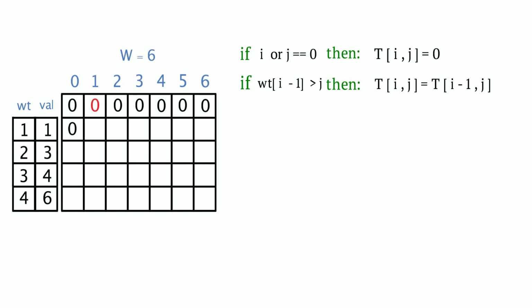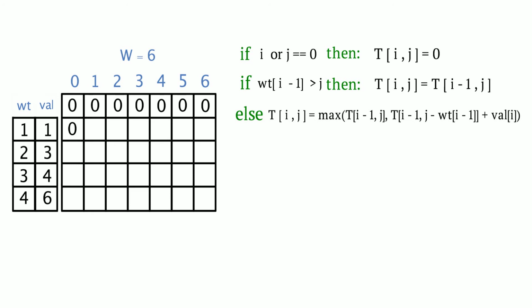Easy enough. But if the weight is less than or equal to j, we take the max of two values. The first is the same one we just looked at, the position right above it. The second is the one right above it, and then to the left, the weight value amount of times, and then we add our corresponding value to it.